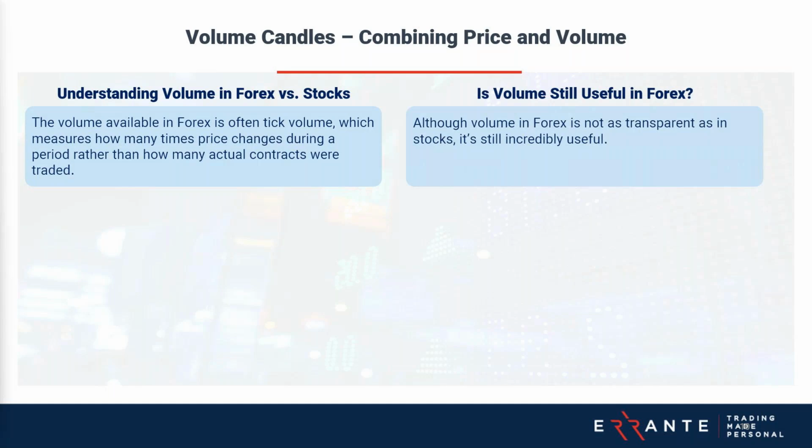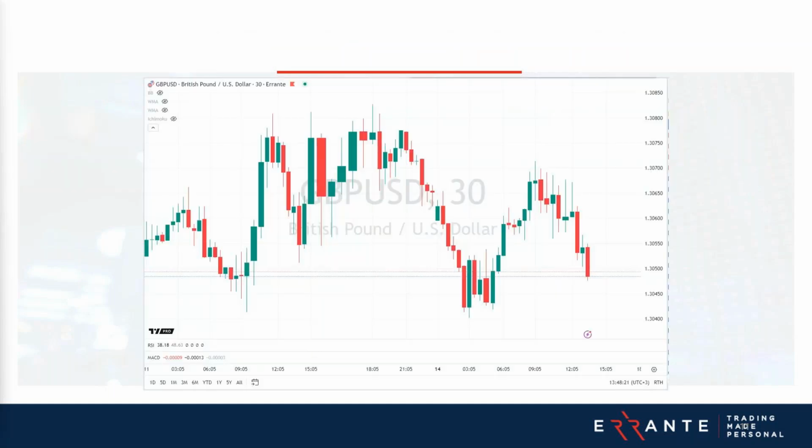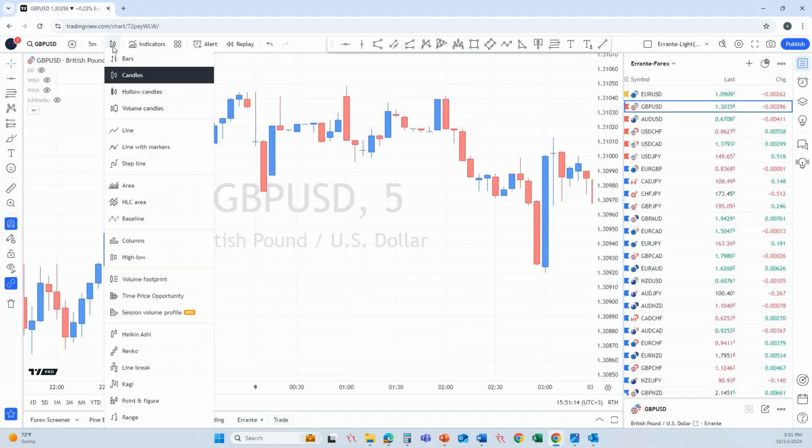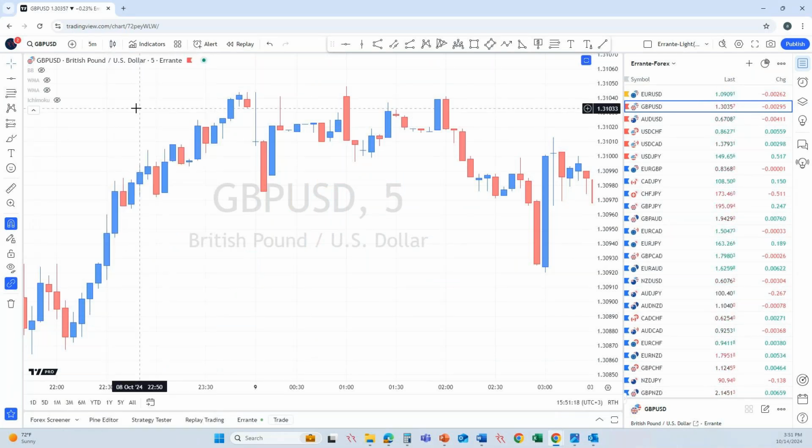And volume-based charts, even in Forex, can help traders spot key price levels. Let's get through some of these different charts to see how we can interpret and read them. Let me bring up my TradingView again here. Okay, you see, we have the volume candles.